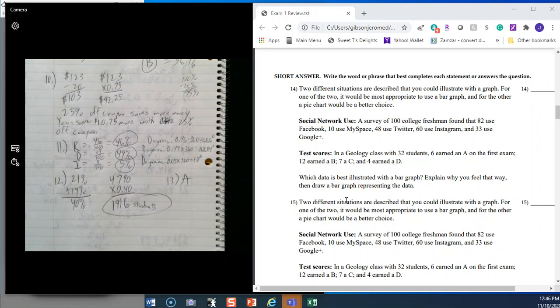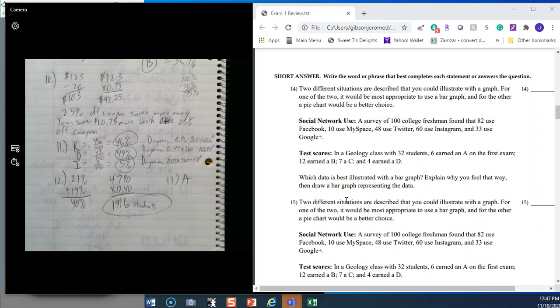Test scores in a geology class with 32 students. 6 earned an A on the first exam, 12 earned a B, 7 a C, and 4 earned a D. Which data is best illustrated with a bar graph? Explain why you feel that way, then draw a bar graph representing the data.